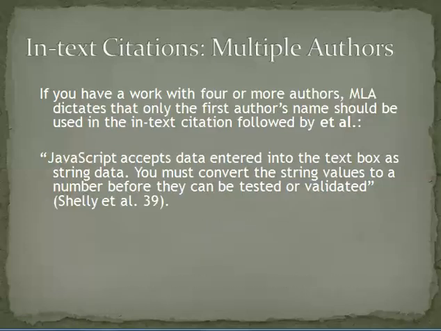If you are citing a work with more than three authors, the MLA guidelines change. For works with four or more authors, include only the first listed author's name, followed by et al., which is Latin for and others.